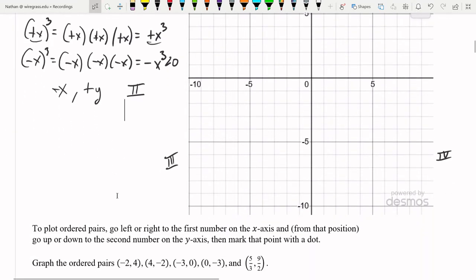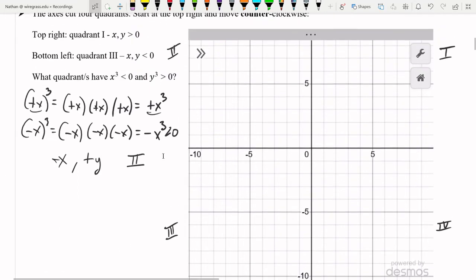Now, we can plot ordered pairs using this Cartesian coordinate system. The way we do this is we first look at the first number in the coordinate and go left or right to it. So the left or right to the first number on the x-axis. And then from where we find that first number, we go up or down to the second number on the y-axis. And we just put a dot on that one location. So for instance, graph ordered pairs negative 2, 4.